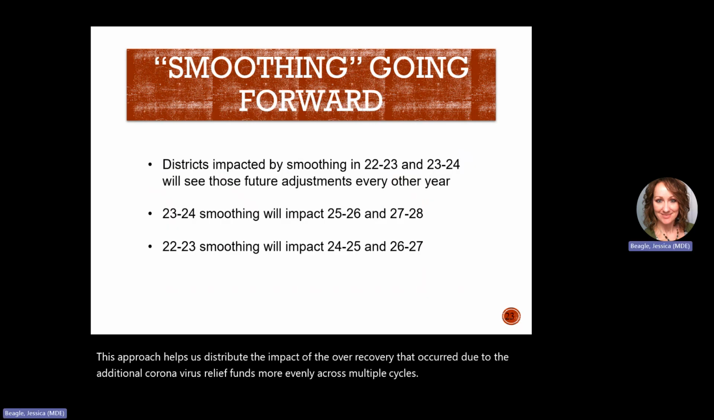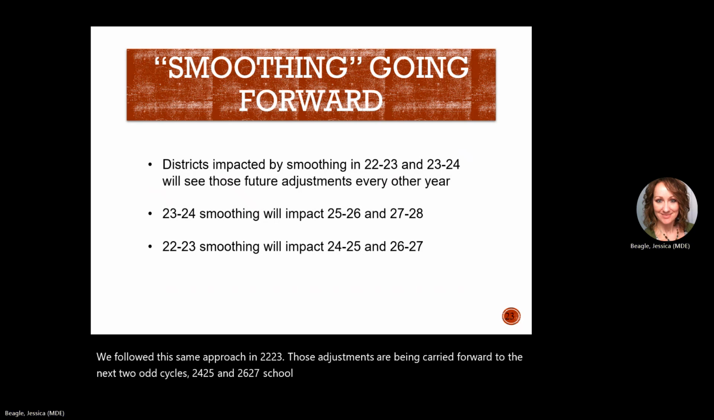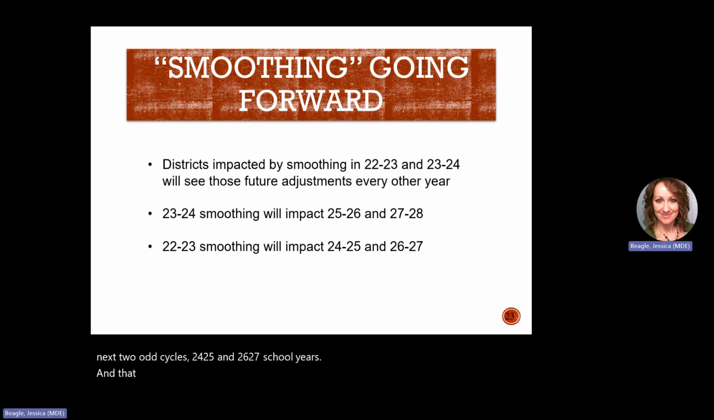In the previous slide, we saw that the smoothing adjustments are carried forward over the next 2 even cycles, specifically for the most recent rates affecting the 23-24 school year. These adjustments are then applied to the 25-26 and 27-28 school years. We followed this same approach in 22-23. Those adjustments are being carried forward to the next 2 odd cycles, 24-25 and 26-27 school years. And that should be the end of the smoothing.